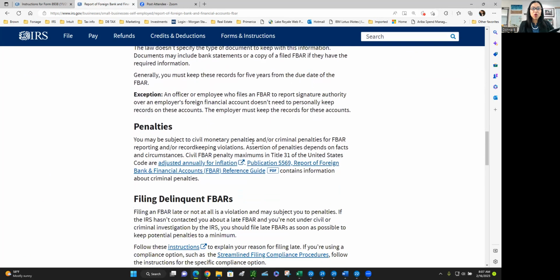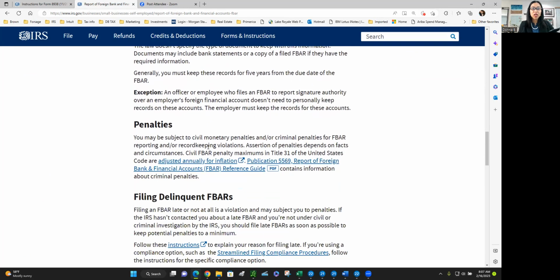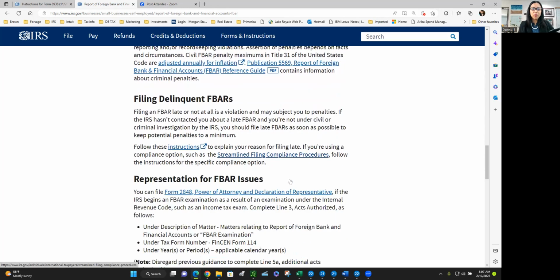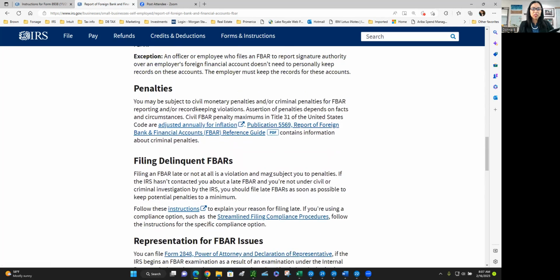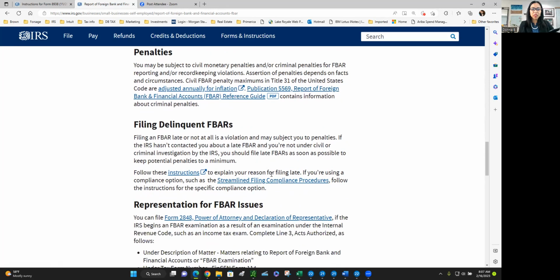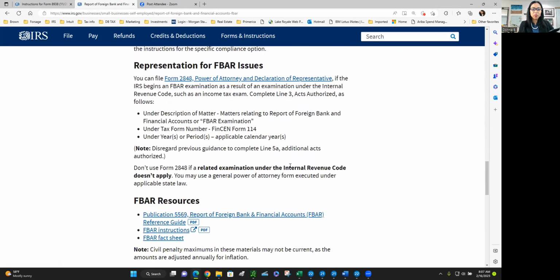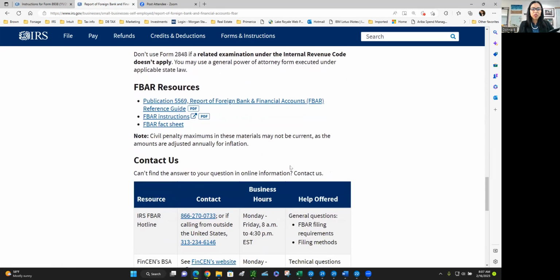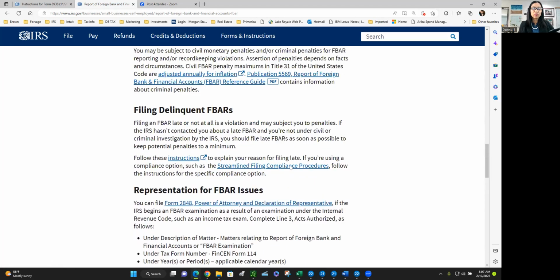Okay, so there are penalties for not filing this form. So I would recommend that if you fall in this category and you're required to file, that you file it with your tax return. You can look up the penalties in the penalty report on the IRS website, and delinquent penalties as well. So that's the FBAR. You can find information on the IRS website.